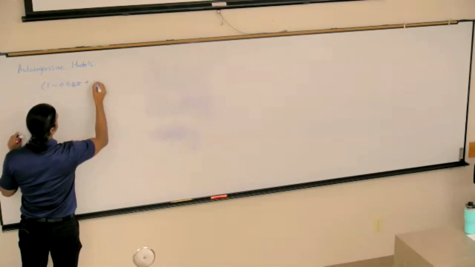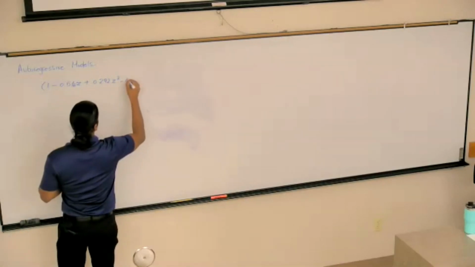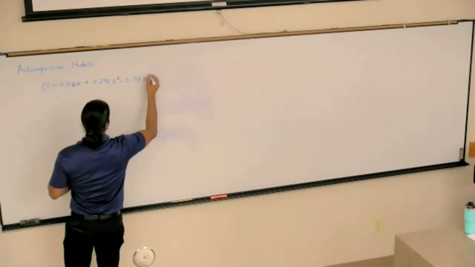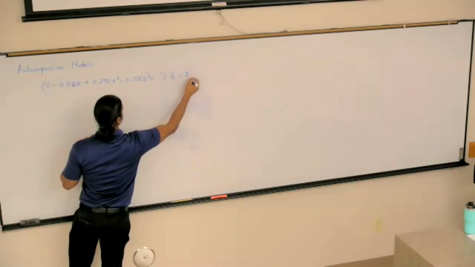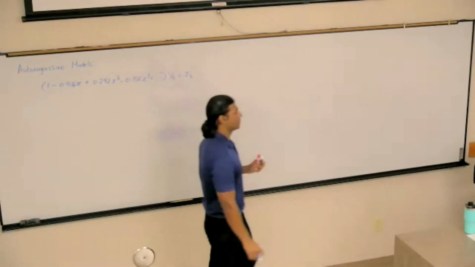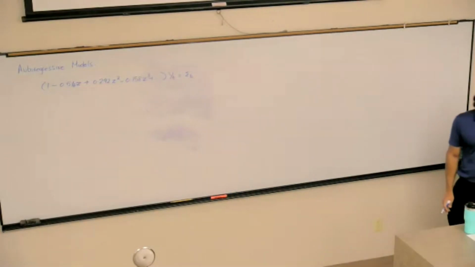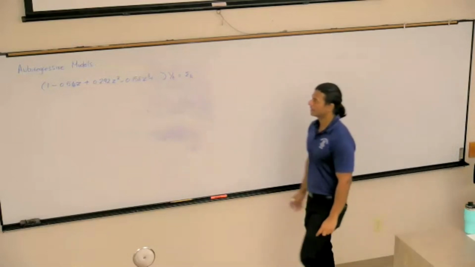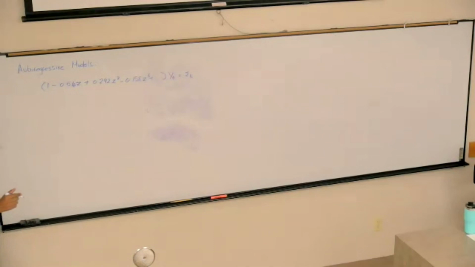0.29 plus 0.292 z squared minus 0.158 z cubed, and so on. Is that 0.54? Yeah. So even though we started with a moving average model, we took an ad hoc approach and we're about to convert it to an autoregressive model.